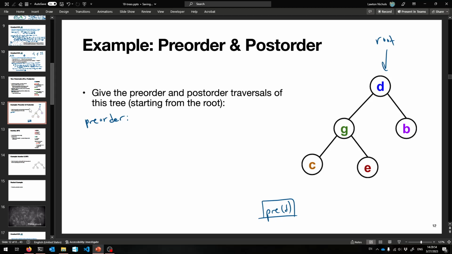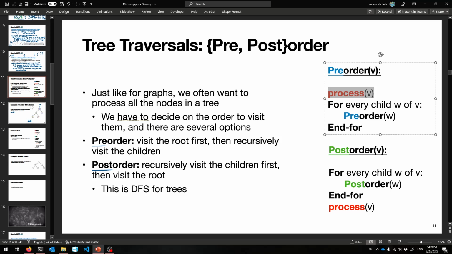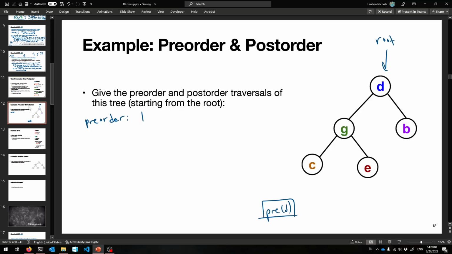Okay? And so what happens is we jump to the body, we process ourselves, so like we're printing it out, we're going to visit ourselves first, so visit the D, that's the order. And then, so the pre-order is always visit the root, and then recursively visit the children, in some order, usually from left to right.